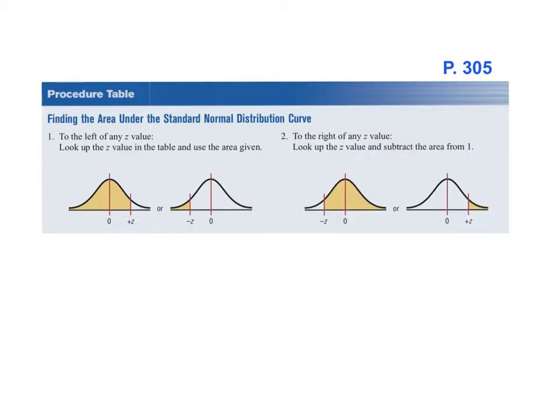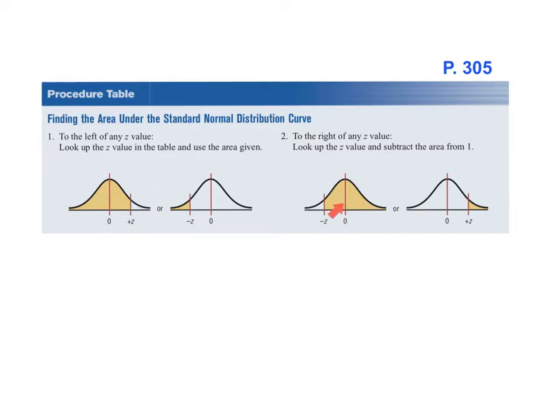The second one is when we're looking to the right. So really what we look up in the table is we look up the spot that's empty. So when I look up this z-value here, or this z-value here, the table is going to give me the empty value. The table always gives me the value to the left of the z-score, or the z-value. So when I'm looking for the area to the right, what I actually do is I take this empty space and I subtract it from 1.